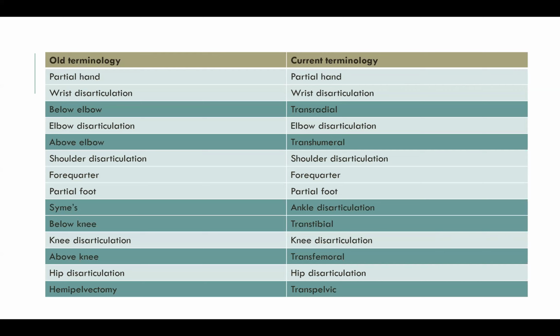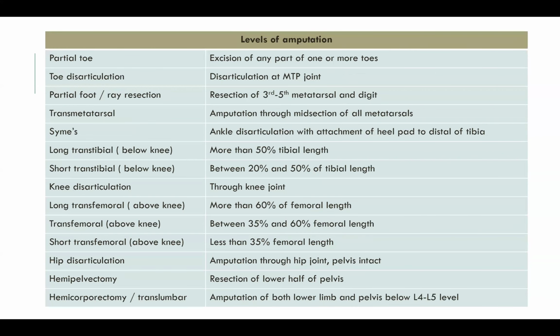These are the various amputations which have old terminology and newer terminology. The newer ones are: for below elbow, it is now transradial. Above elbow, it is transhumeral. For Syme's, it is ankle disarticulation. For below knee, it is transtibial, above knee, transfemoral, and hemipelvectomy, transpelvic. And these are the various levels of amputation.